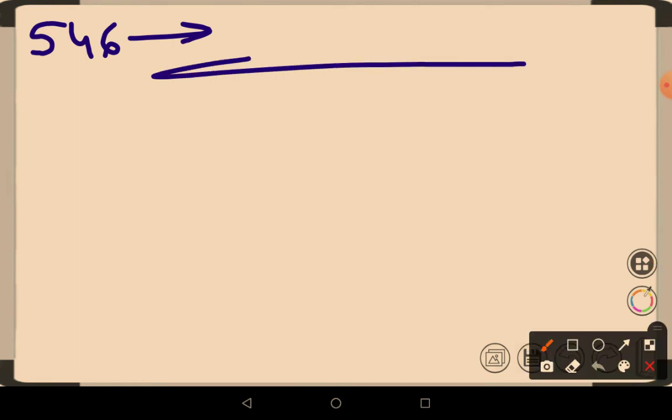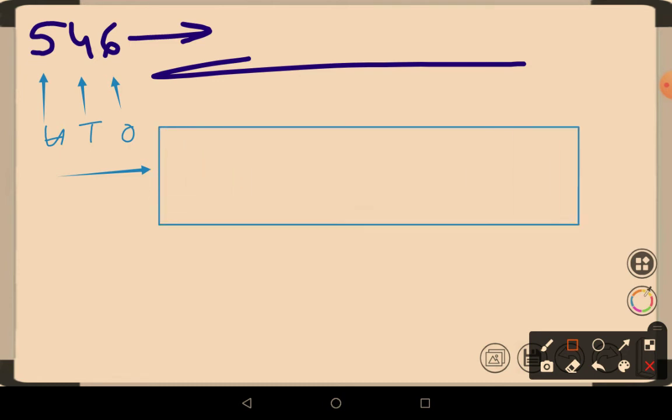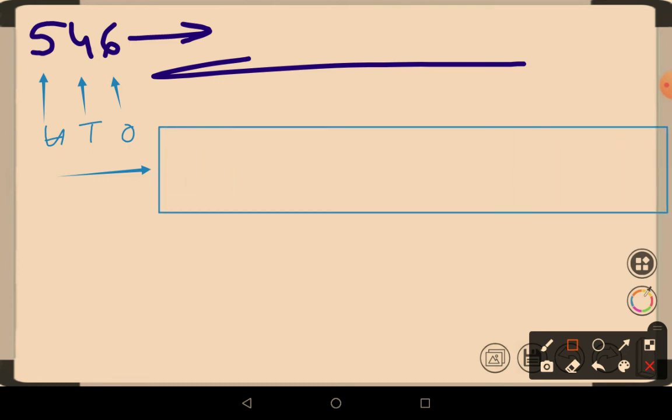Now, let's take a 3 digit number, 546. Where should it be rounded off? Look at this number, 546. First of all, write the place values: ones, tens, hundreds. What I will do now is, first of all, I will draw one box over here.